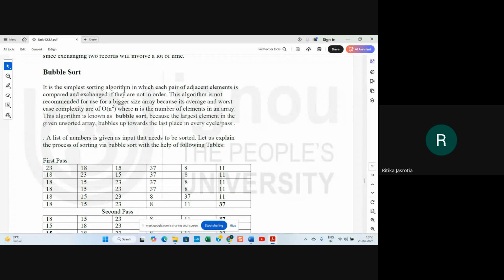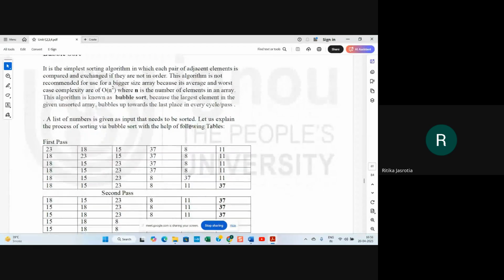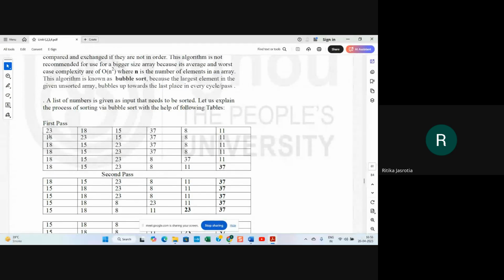This algorithm is known as bubble sort because the largest element in the given unsorted array bubbles up towards the last place in every cycle pass. If you see here, this is a list of items you have. Now if you want to arrange these items, first you are comparing 23 and 18. You have shifted 18 and 23, 18 here, and your other list is this. Then you are comparing 23 with 15, so you have shifted 15 here, 23 here.